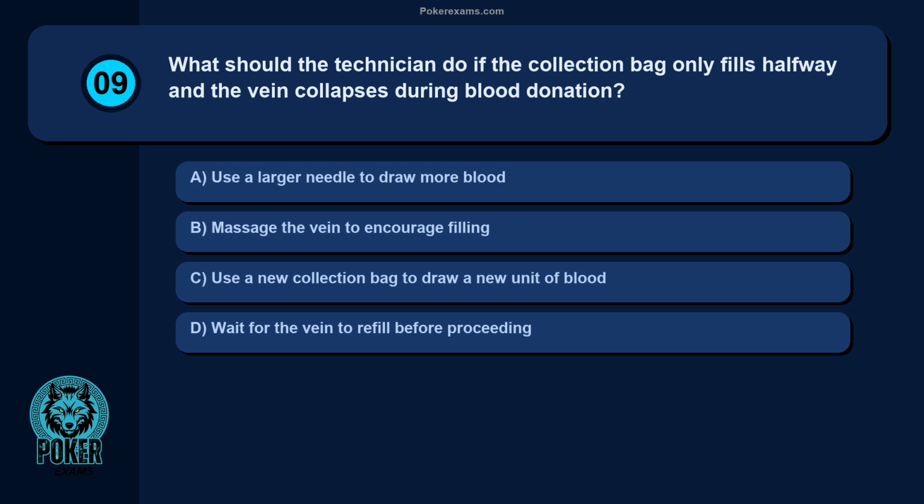Question 9. What should the technician do if the collection bag only fills halfway and the vein collapses during blood donation? Use a larger needle to draw more blood. Massage the vein to encourage filling. Use a new collection bag to draw a new unit of blood. Wait for the vein to refill before proceeding.